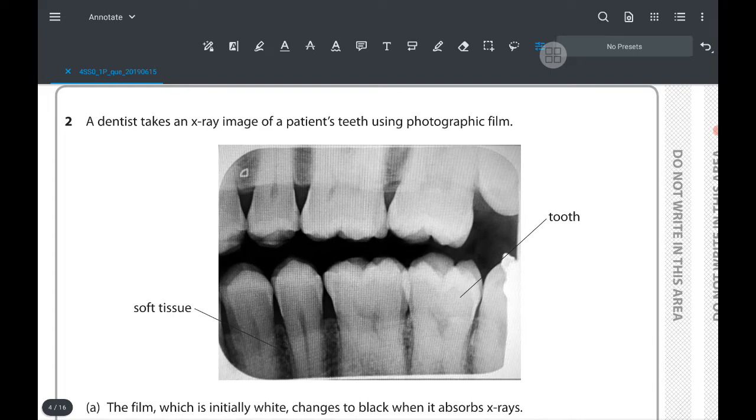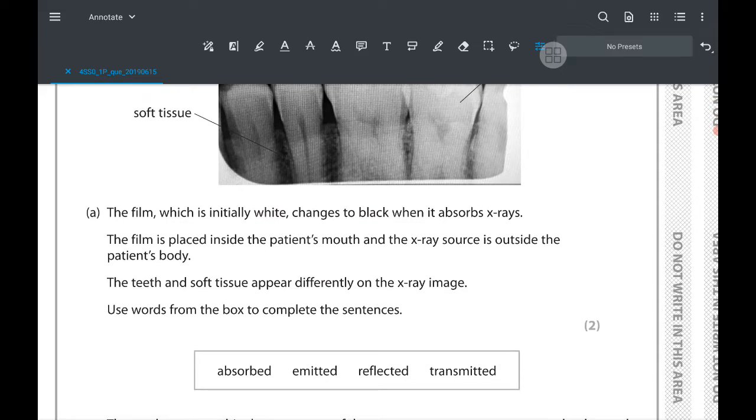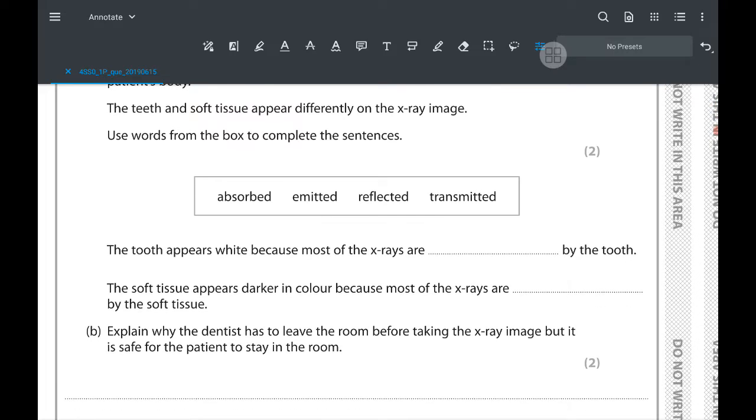Second question. Dentists take an X-ray image of a patient's teeth using photographic film. The film, which is initially white, changes to black when it absorbs X-rays. The film is placed inside the patient's mouth and the X-ray source is outside the patient's body. The teeth and soft tissues appear differently on the X-ray image. Use words from the box to complete the sentence. The words they have given are absorbed, emitted, reflected and transmitted. So let's see how it's going to fit into the sentence here. The tooth appears white because most of the X-rays are... now, you know teeth appear white, right?